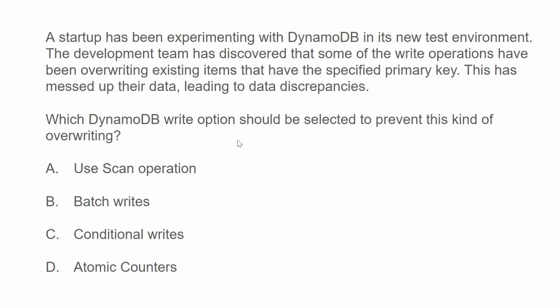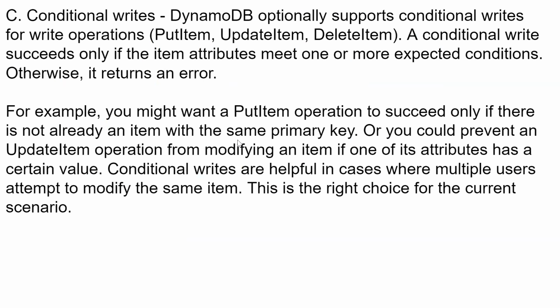The answer is C, conditional writes. DynamoDB optionally supports conditional writes for write operations. And the main thing is a conditional write succeeds only if the item attributes meet one or more expected conditions. So you could prevent an update item operation from modifying an item if one of its attributes has a certain value.